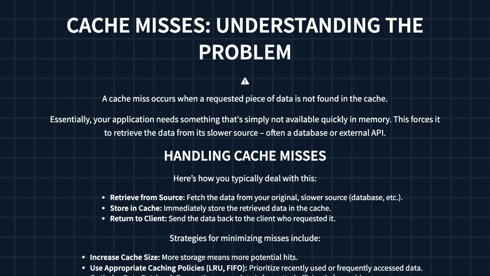Okay, so let's talk about what happens when your application tries to find something in its cache and can't. That's a cache miss. It's basically like looking for a book on a shelf and realizing it isn't there. When this happens, the system needs to go back to the slower source of truth, usually a database or some other external API, to get the data. After fetching it, we immediately put that data in the cache so the next time someone asks for it, it's readily available. It's all about minimizing those misses and keeping things snappy.